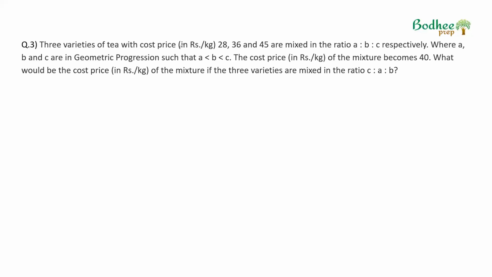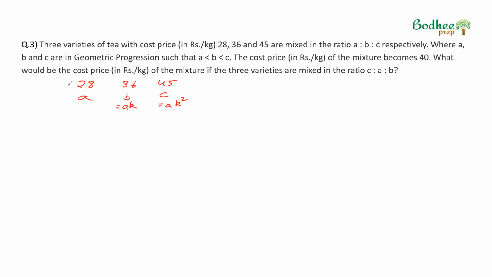Three varieties of tea with cost prices 28, 36, and 45 are mixed in the ratio A:B:C, where A, B, C are in geometric progression, A less than B less than C. So I'm taking the value of B as A into K, K being the common ratio, and C as A into K square. The cost price of the mixture becomes 40.